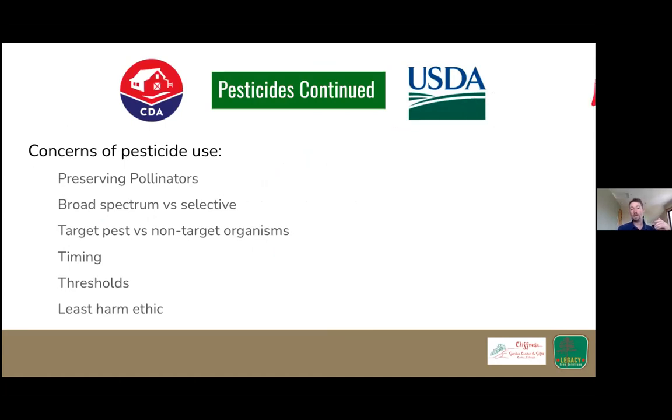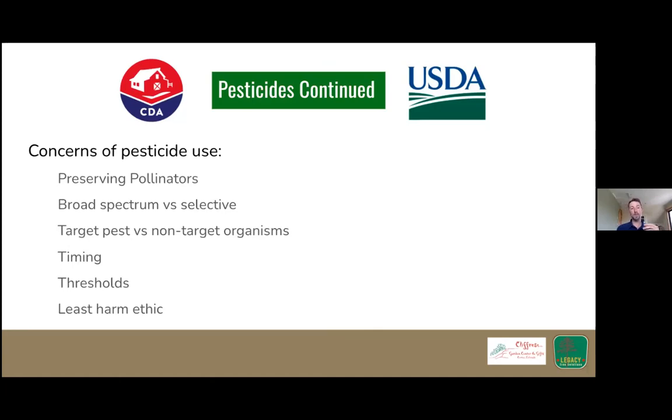So I've already talked about some of these concerns, but I want to highlight them. When you're using the artillery, the big guns, you want to preserve pollinators. So you don't want to be spraying at times when you have bees out. You can spray early in the morning. You can spray early in the year. And a lot of insecticides are moving away from foliar applications and towards tree injections or soil drenches. So you want to think about your pollinators.